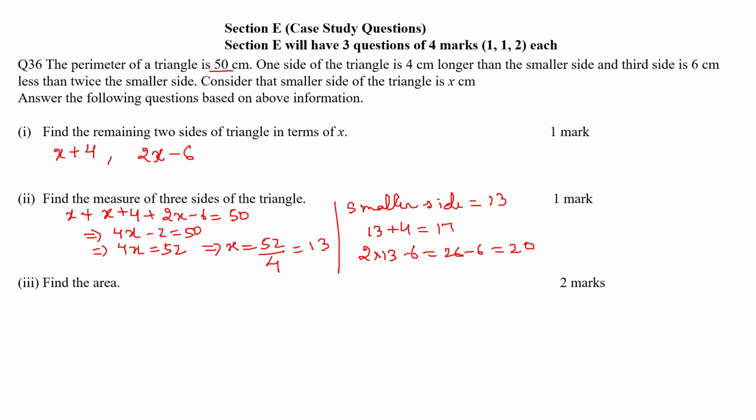Third question is, find the area. So you have to find the area using Heron's formula. First you will find the semi-perimeter. Semi-perimeter is the sum of the three sides by 2. Perimeter is already given, 50. So 50 by 2 is 25.